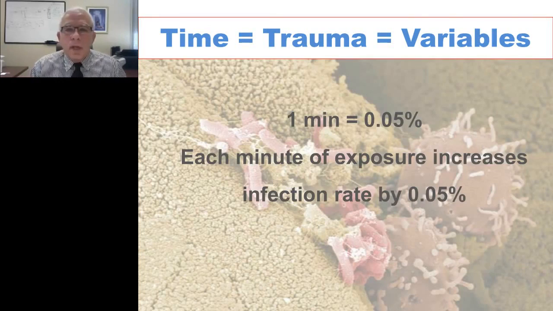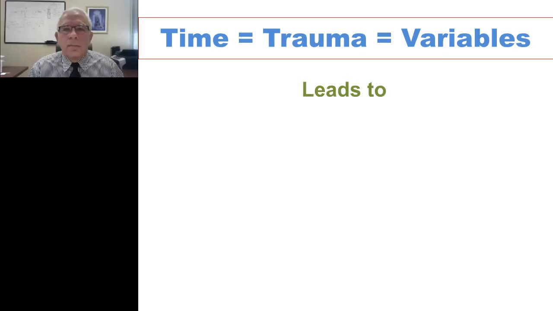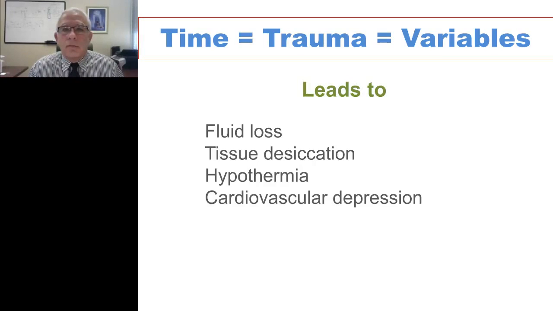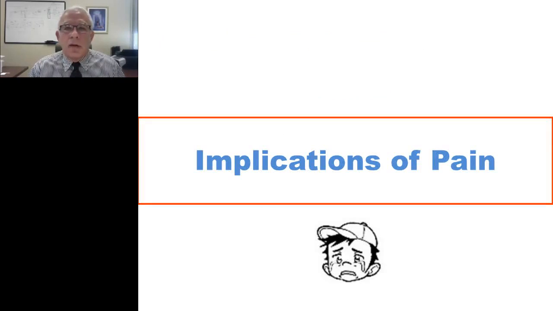So if you do the math, for each minute of exposure, we have an increase in infection rate of 0.05%. Again, time is trauma. Because increased time will increase the degree of fluid loss through the opening. It will lead to tissue drying, to hypothermia and cardiovascular depression. And the greater degree that these things happen, the greater degree that the variables are being introduced into the research. Again, time is trauma.